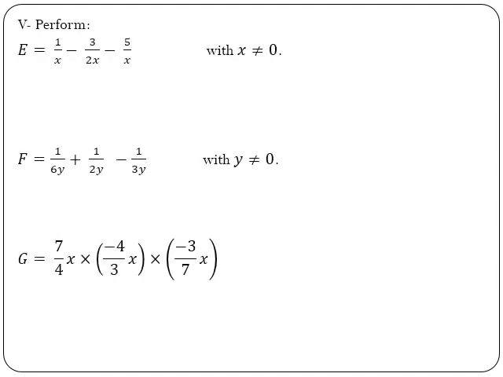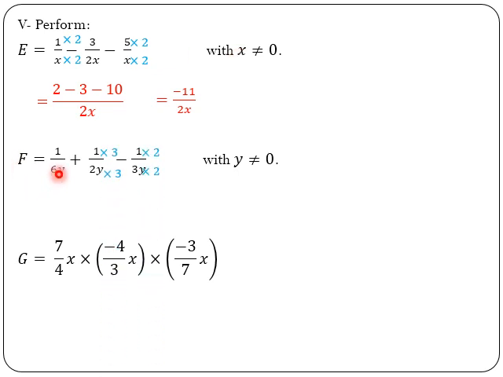Number 5, perform. Here you should know that we should have the same denominator. So wherever you have x and you want to reach 2x, I have to multiply both the numerator and denominator by 2. Then it will be 2 minus 3 minus 10 over 2x. So it's minus 11 over 2x. Okay, definitely x is different from 0, so that the fraction is defined.